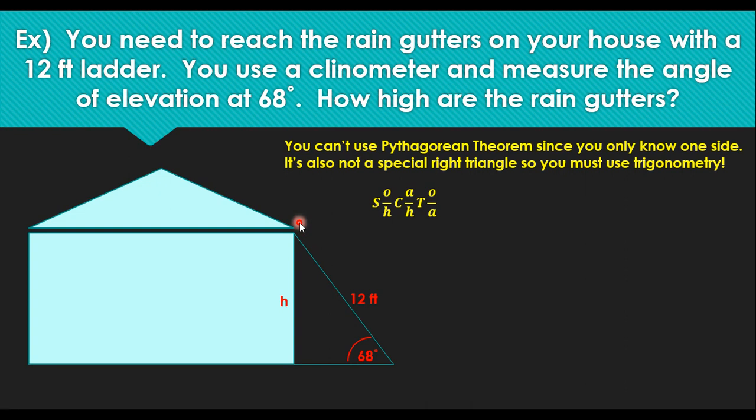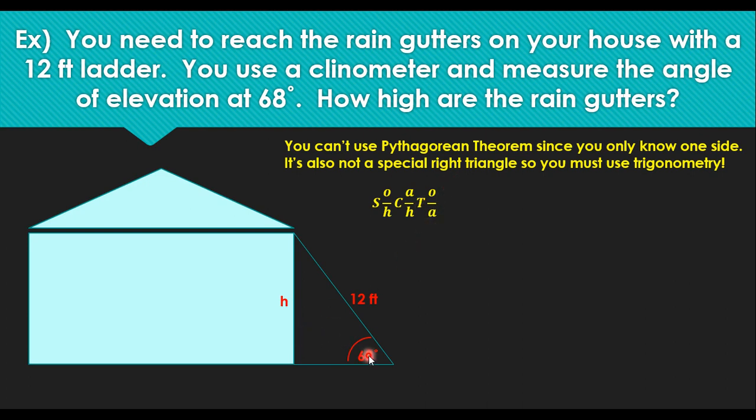I always recommend starting off with drawing a picture and making an image of what you know. So I know that this is my ladder and this is 12 feet. I know that my angle of elevation from the floor up is 68 degrees, and I want to know how high up is this? What is this height? So I'm going to have to use SOHCAHTOA, right? Sine is equal to opposite over hypotenuse. Cosine is adjacent over hypotenuse. Tangent is opposite over adjacent.